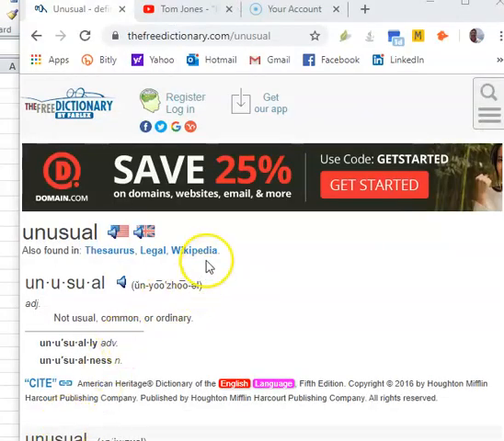So here I have gone to thefreedictionary.com, and you will hear the word unusual spoken. Here's the American flag. Unusual, unusual, unusual.